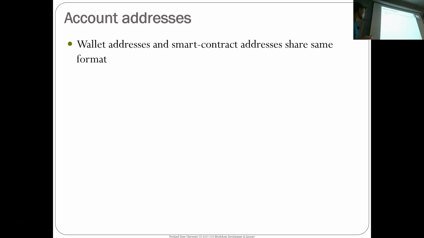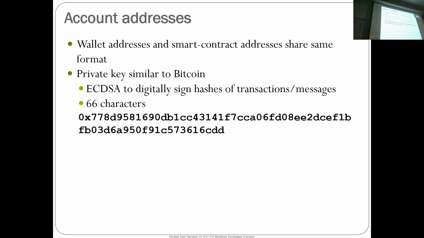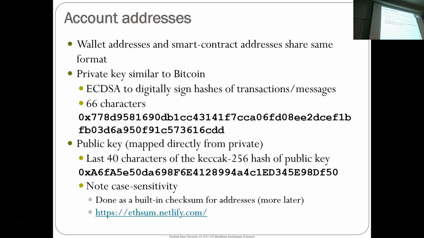Okay, so wallet addresses and smart contract addresses share the same format. It's the same idea as with Bitcoin. You have some kind of private key. This is typically ECDSA, which is used to digitally sign any of the hashes of transactions that you want to send. It's 66 characters, so 66 times 4 bits per character. That's several hundred bits of key. And then you have a public key that's generated from the private key. The address is basically the last 40 characters of the Keccak hash of the public key. And this is what your wallet address would look like.